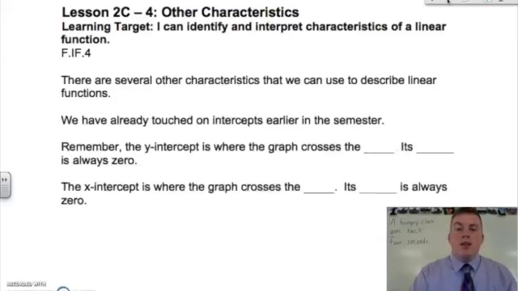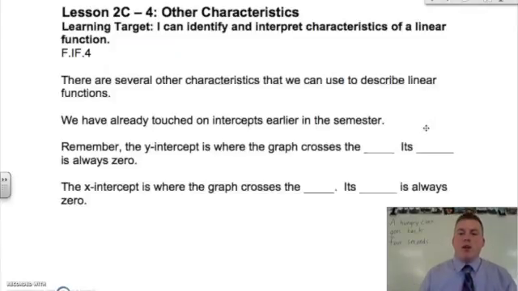So, in lesson 2C-4, we're going to start talking about some other characteristics of linear functions. So far we've talked about domain and range, and we've talked about slope and rate of change. We're going to combine several other characteristics into one lesson today, kind of kill 2 birds with 1 stone, instead of spending a day on each one, since they're a little bit smaller and easier to comprehend.